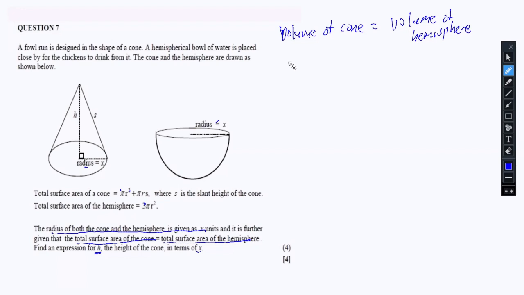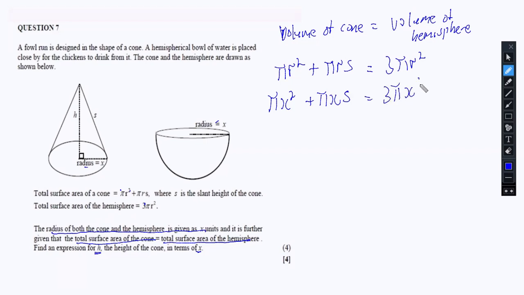So meaning volume of cone is pi r squared plus pi r s is equal to 3 pi r squared. But then remember, they said that your r is x, right? Your radius is equal to x. So that means where there is r, I can just substitute by x. So this will be x squared. This will be pi x, and then slant height is equal to 3 pi x squared.